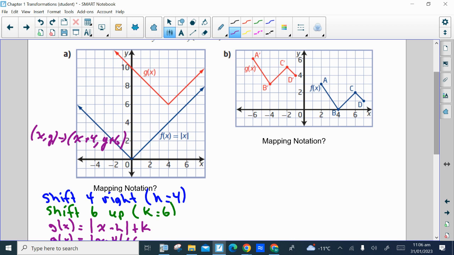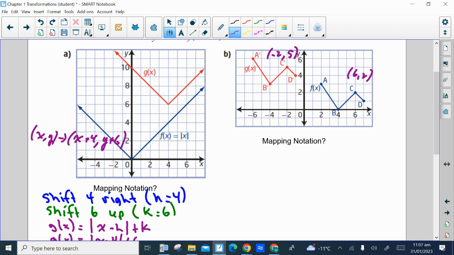The difference from question A to B, though, is that in question B, there is no equation that we can write to give us that graph. So it's just going from f at x to g at x. You're going from A to A prime, or from C to C prime, it doesn't matter. If I go from C to C prime, C is at the point 6, 2. C prime is the point -2, 5.